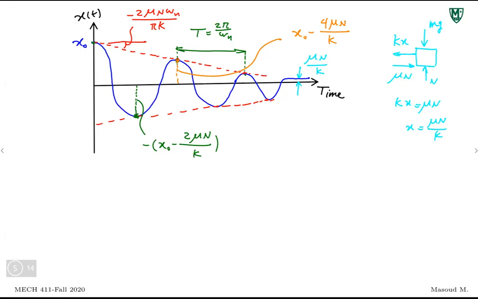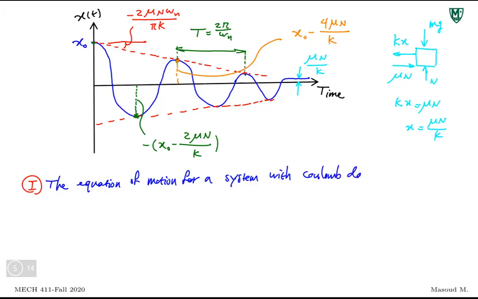So a few things I want you to remember about this. First is that the equation of motion for a system with Coulomb damping is nonlinear. We saw that, as opposed to what we had for viscous damping, which was pretty linear.